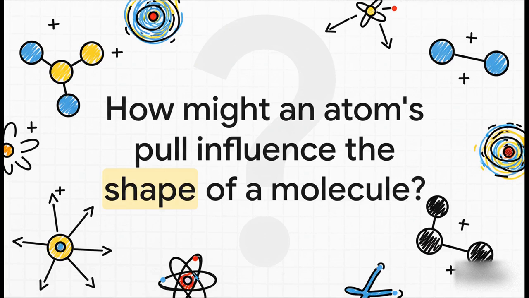But of course, molecules are these big, three-dimensional things, with lots of bonds all pulling in different directions. So that leaves us with one last question to chew on. Now that you can predict the pull of an atom and the polarity of a bond, how do you think that unequal sharing of electrons might influence the overall shape of the molecule itself? That's a story for another time.